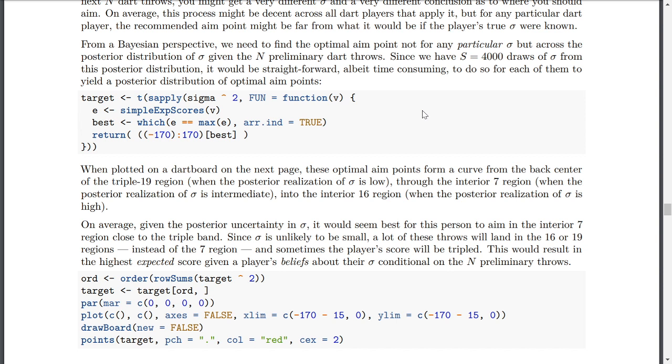Now, if you were a professional dart thrower or wanted to train to be a professional dart thrower, you should probably not mess around with the scores. You should actually measure the X and Y coordinates of your throws in order to get an even better estimate of your sigma. So there's lots of things that you could do that would be better than what it says to do in a 3-page article in Significance.